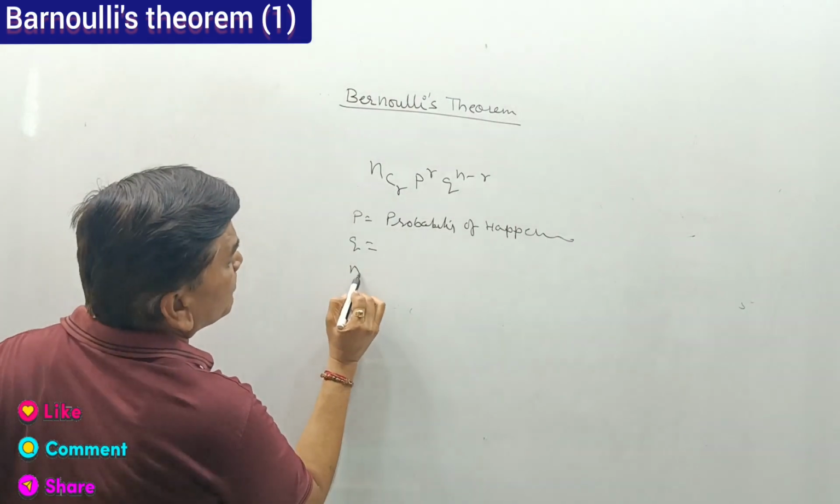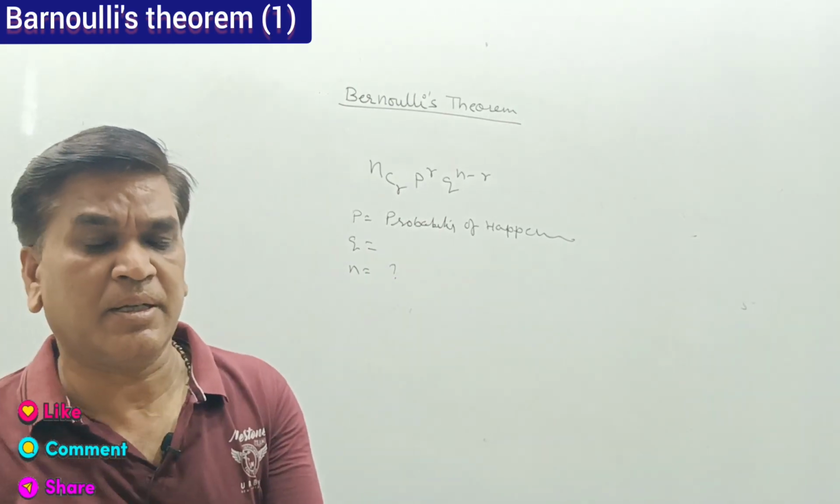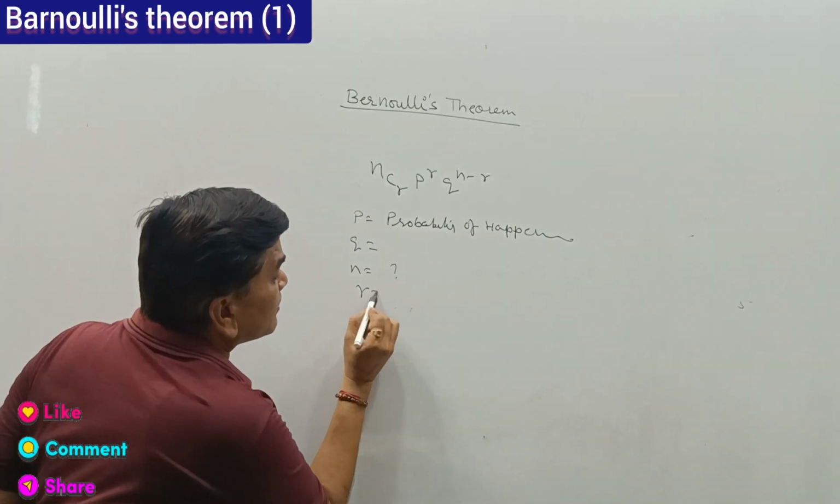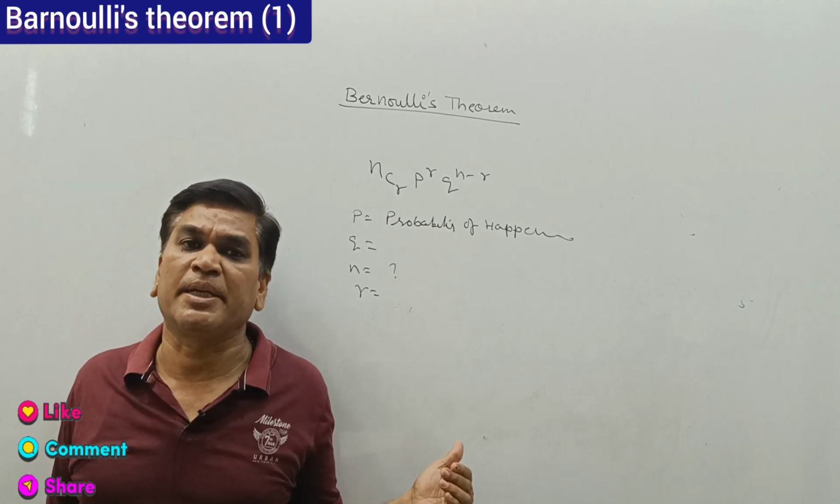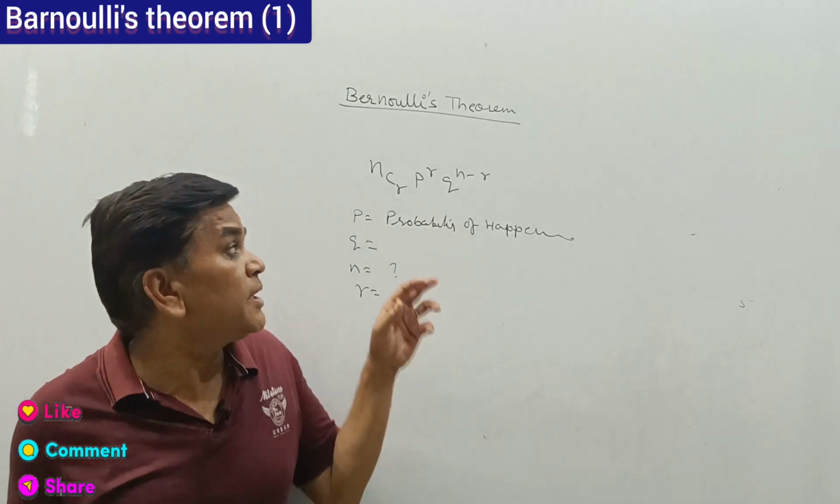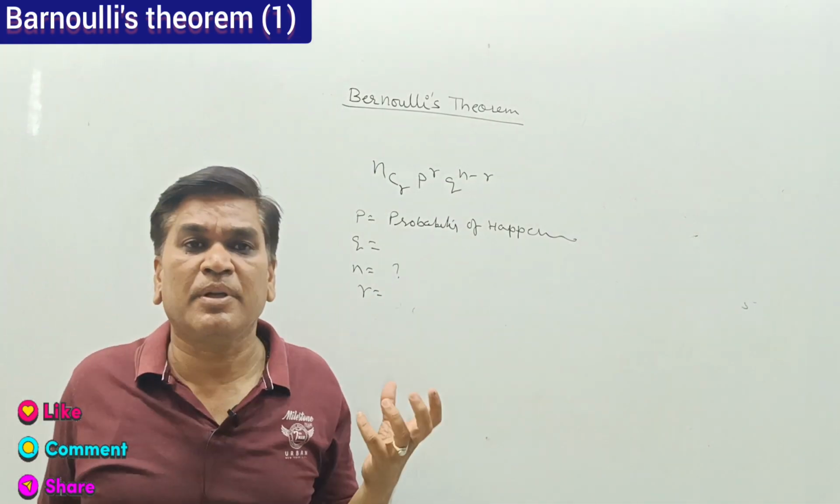N is the total number of times the event is repeated, and r is the number of occurrences for which we want to calculate the probability. So this formula is nCr p raised to power r, q raised to power n minus r. N is the total number of events.